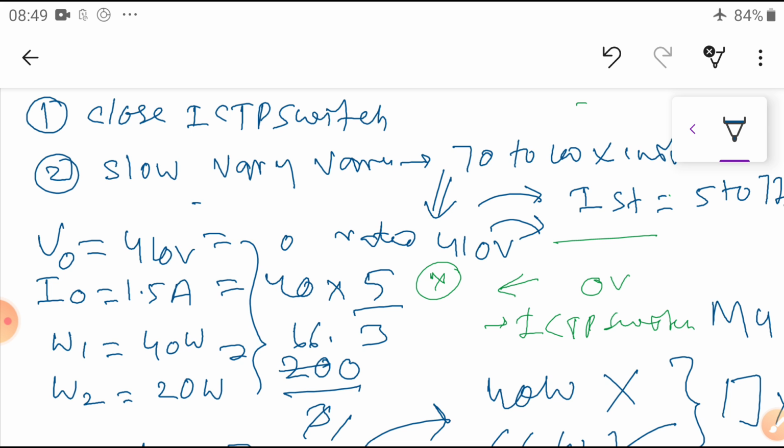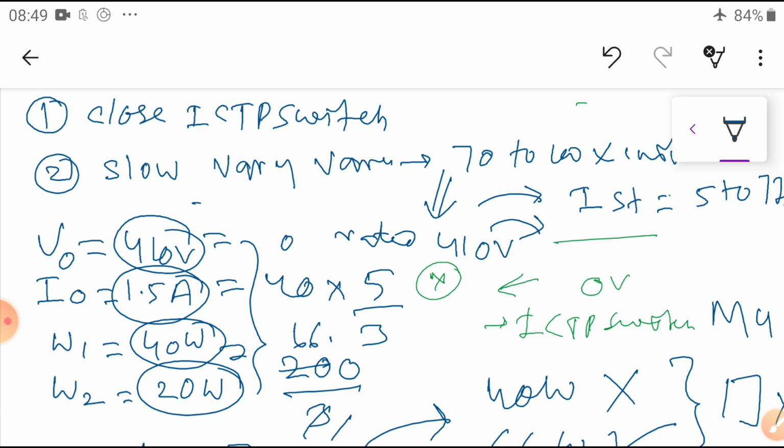These are the readings from the no load test. What we have seen: the motor is running under normal condition with the rated voltage and rated speed. The voltage is 410, the current is 1.5 amperes, W1 is 40 watts, W2 is 20 watts. These four readings you have to take. At the same time, you take the speed also, because sometimes we require the rated speed, for example 1440 RPM, using a tachometer. These are the readings required in the no load test.